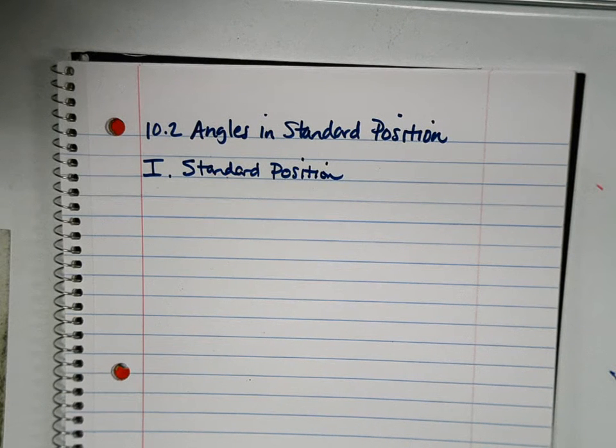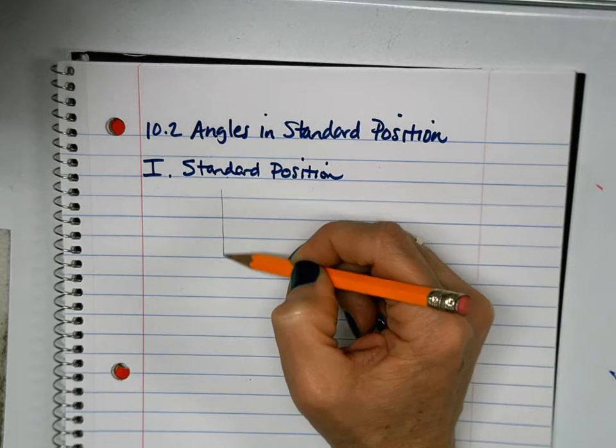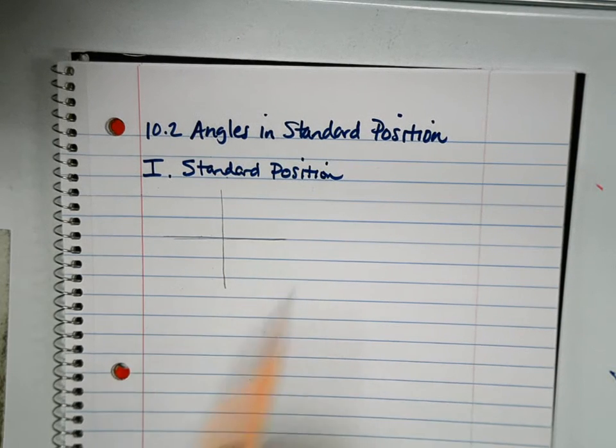We typically, when we're drawing angles, we'll have an x and a y axis just as a point of reference. You really don't have to have it, okay? But I like to have it just as a point of reference. So I'm just going to lightly draw an x and a y axis here. And I want to show you what an angle in standard position would look like.